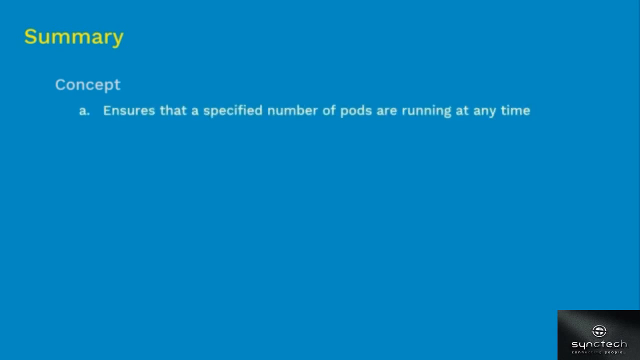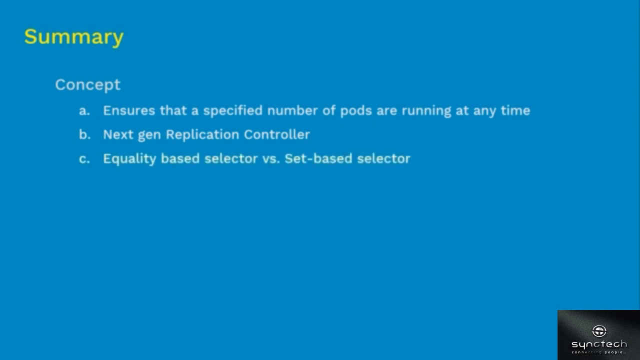Coming to the summary, in the first section, we discussed the concept around ReplicaSet, where we discussed that a ReplicaSet ensures that a specified number of pods are running at any point in time, always. And ReplicaSet is the next generation of ReplicationController. The primary difference between them is that ReplicaSet supports both equality-based and set-based selectors, whereas ReplicationController supports only equality-based selectors. Next, we also discussed the difference between equality-based and set-based selectors. And that's part 1.